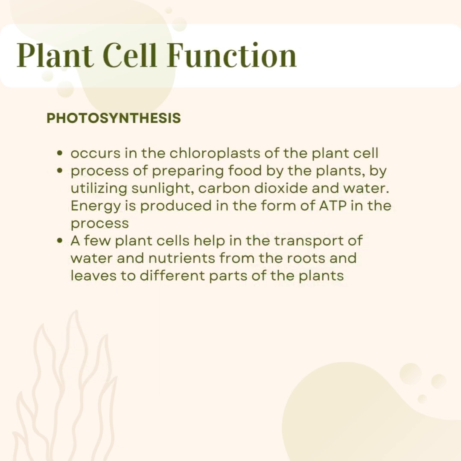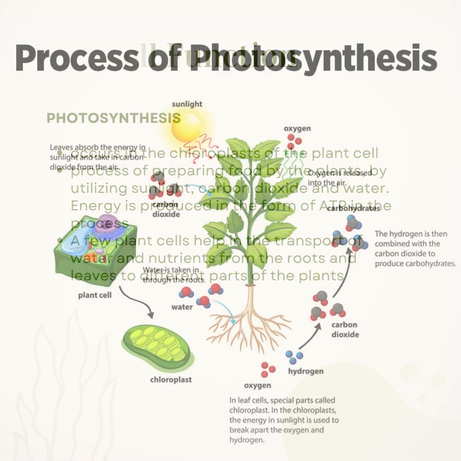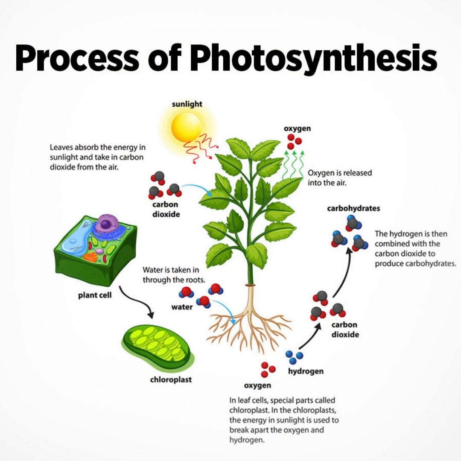Plant cells are the building blocks of plants. Photosynthesis is the major function performed by plant cells. Photosynthesis occurs in the chloroplasts of the plant cell. It is the process of preparing food by the plants by utilizing sunlight, carbon dioxide, and water. Energy is produced in the form of ATP in the process. A few plant cells help in transport of water and nutrients from roots and leaves to different parts of the plant. Here is an illustration of the process of photosynthesis.